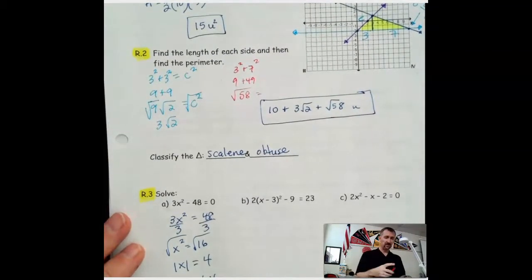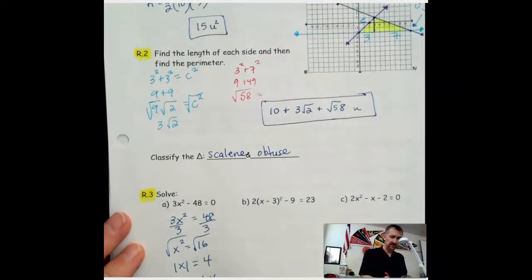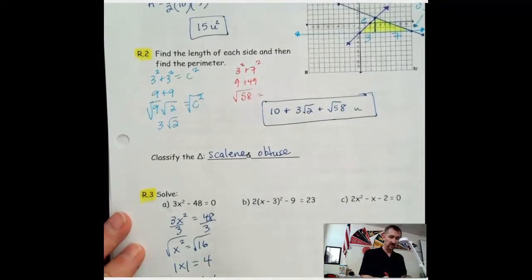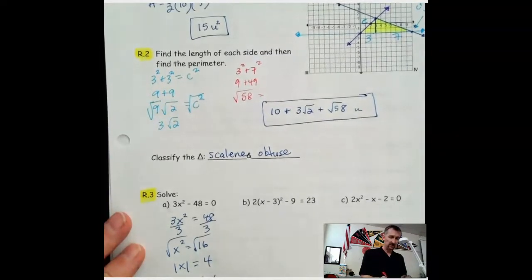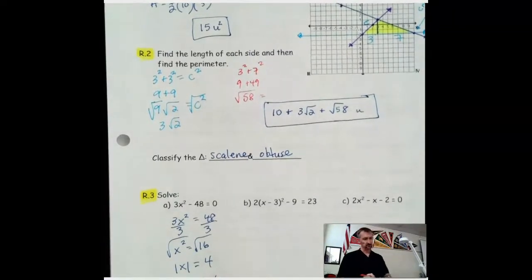Now you also could have factored that, because you could have factored a 3 out and you got x squared minus 16. And that's the difference of 2 squares. That'd be (x plus 4)(x minus 4), which would also give us what we need, negative 4 and positive 4. That's what we have.